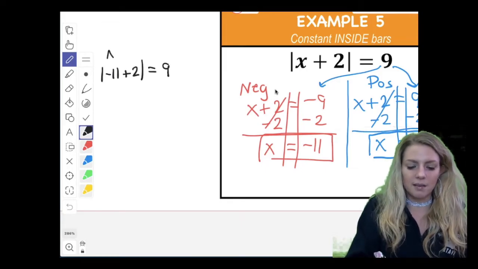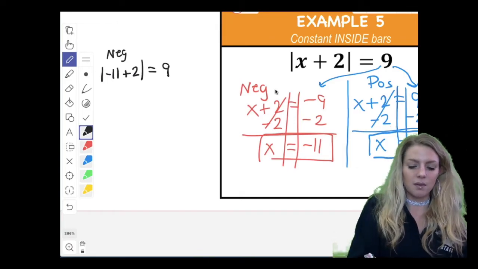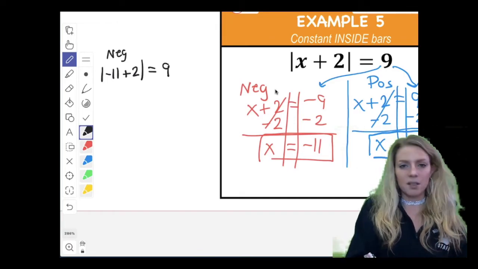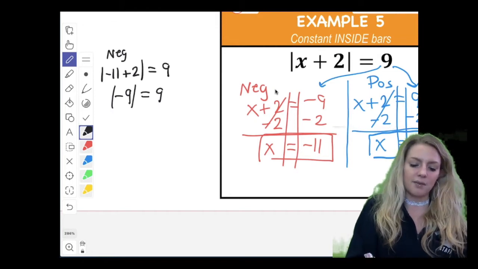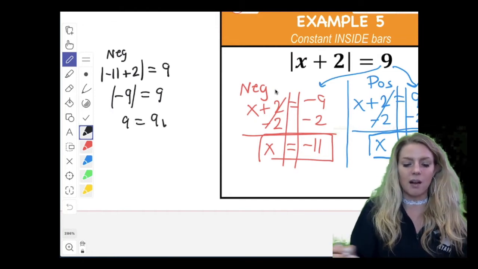And this is the negative answer. So this is negative 11 plus 2, which is negative 9. And then the absolute value of negative 9 is 9. So this one did check out.